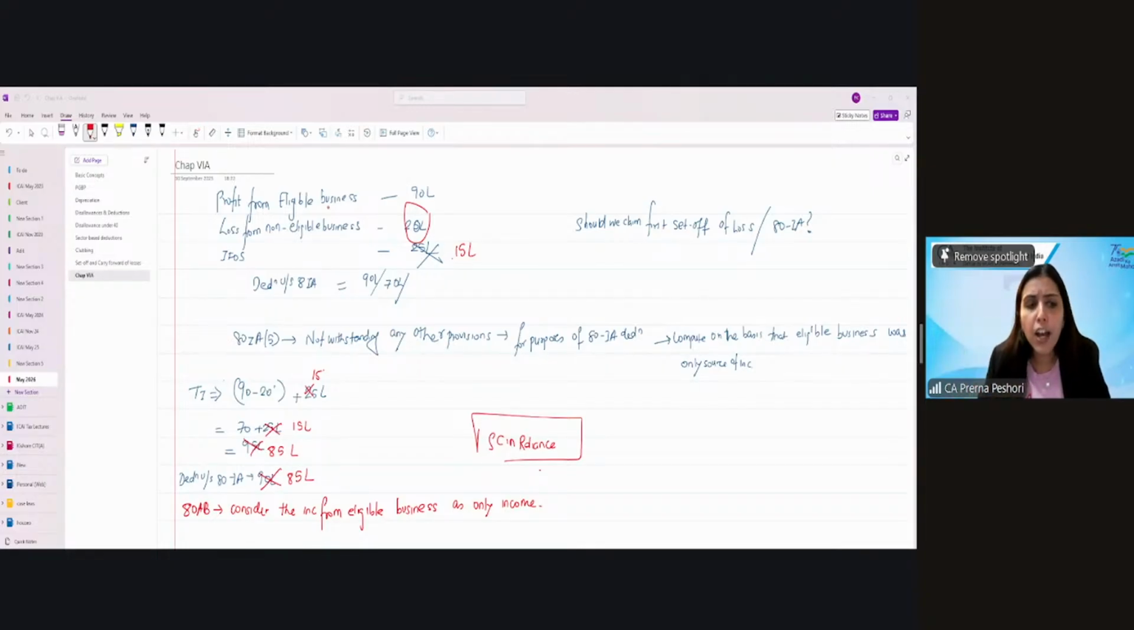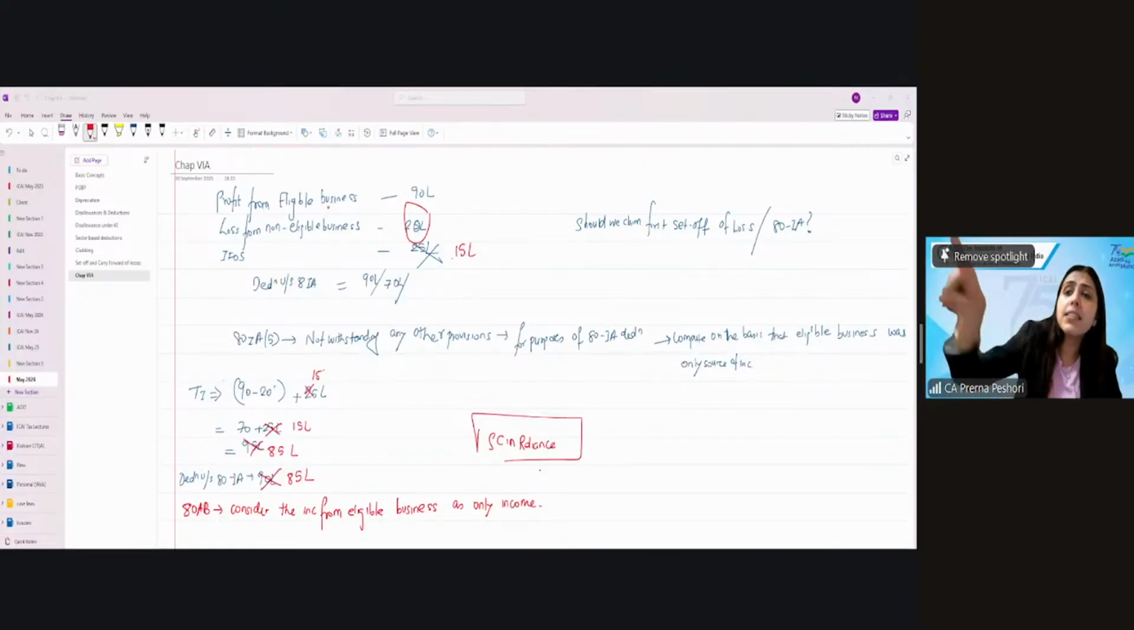So, ATIA 5 tells me to consider that the eligible business is the only source of income. So, even when I am setting off this non-eligible business loss of 20 against 90, which gives me the result of 70 lakh, my Chapter 6A deduction won't be 70 lakh. Why? Because I am considering my eligible business is the only source of income. So 90 lakh will be my Chapter 6A deduction. ATIA reduction will be 90 lakh.